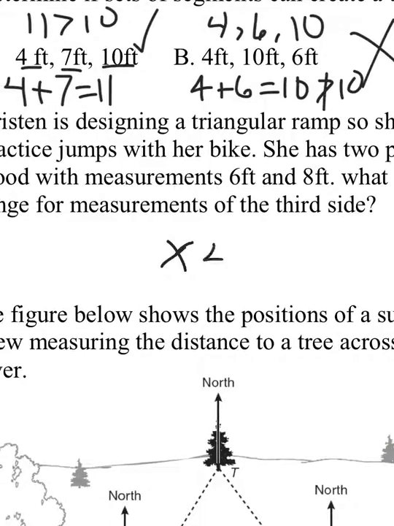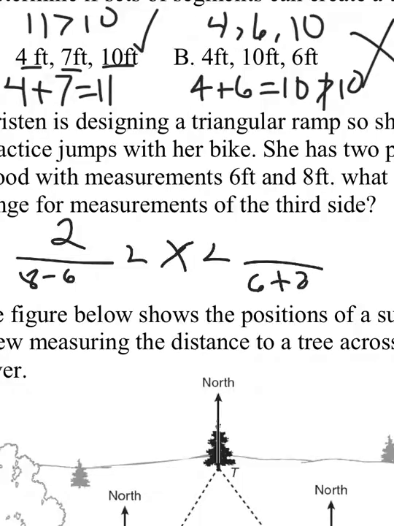if you're asked to find the range, your answer is generally going to look like this. X in the middle, less than's on both sides. How do you find the small number in the range? You subtract the two numbers, 8 minus 6. How do you find the large number in the range? You add them. And so the third side has to be bigger than 2, less than 14. Cannot equal those two numbers.